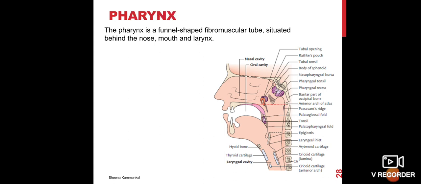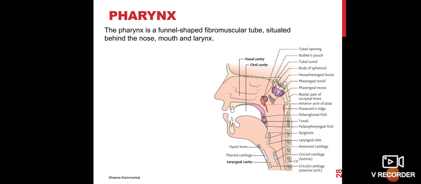Apart from this, in front of the pharynx and the esophagus comes the trachea. So these are the two tubes which are more related to the vertebral column. The pharynx has three parts: the nasopharynx, oropharynx, and laryngopharynx. Nasopharynx means the part of the pharynx which comes behind the nasal cavity, and the oropharynx comes behind the oral cavity. Laryngopharynx is the part of the pharynx that comes behind the larynx.